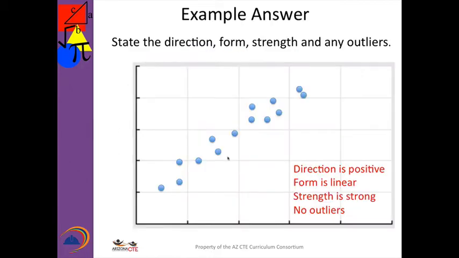Welcome back. Let's see, the direction is positive because if I'm moving from left to right, the points all get bigger. The form is linear. The strength is pretty strong, and there's no outliers. How'd you do? All right, let's go on.